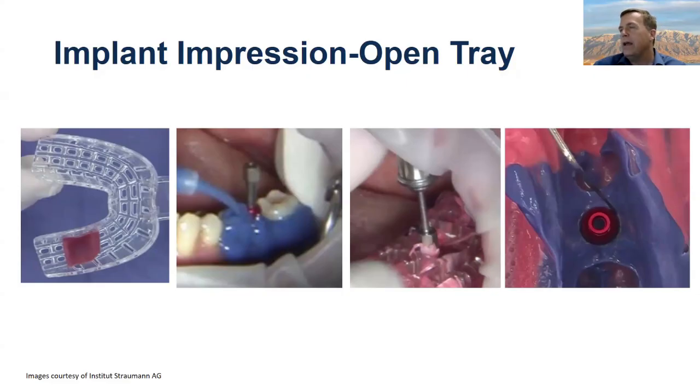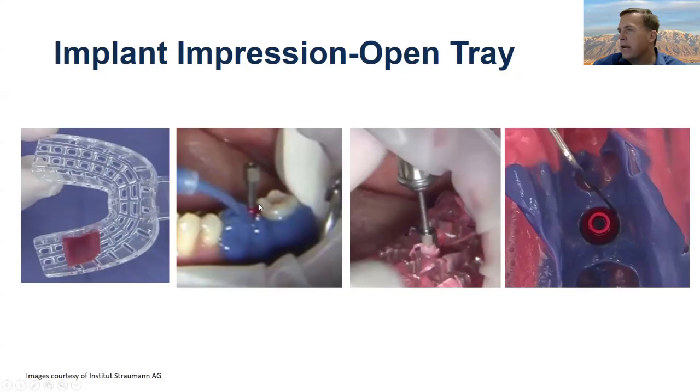Why? Because with closed trays, you're taking the parts in and out, in and out. Every time you do that, you're not only stretching the impression material, but what if a little piece of material gets stuck down in there and the part doesn't seat all the way? However much that's off, that's the occlusion of your case. So if at all possible, you want to do an open tray technique.